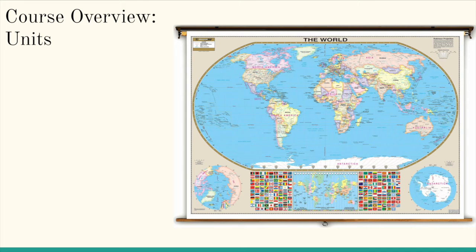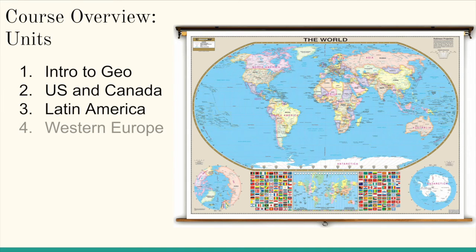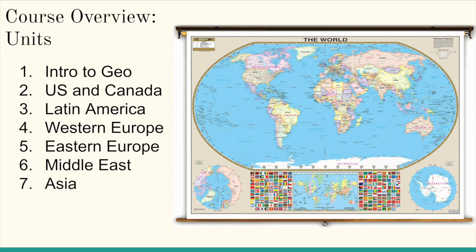The overview of the units that we're going to do this year, and because of this year being a little bit different, this might have to change later on. Unit 1 is just going to be an introduction to geography and to the skills needed to look at maps like the one that you see on the screen. Then we go into the United States and Canada, looking at how the major issues of the world form in the countries that we're probably most familiar with here in the United States. Latin America is the next one. Then we go into two European units, Western Europe and Eastern Europe, followed by the Middle East, and then all of Asia and all of Africa.